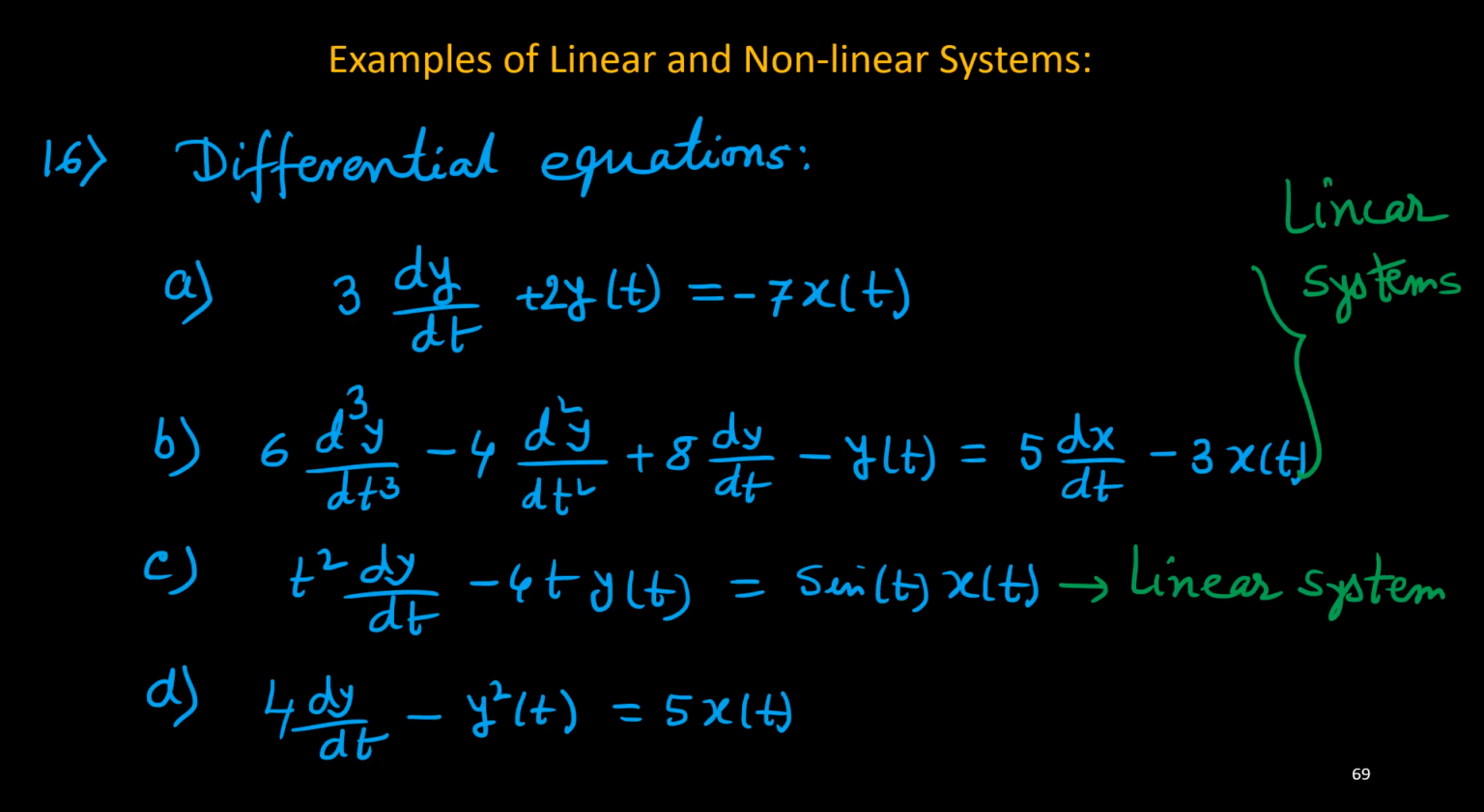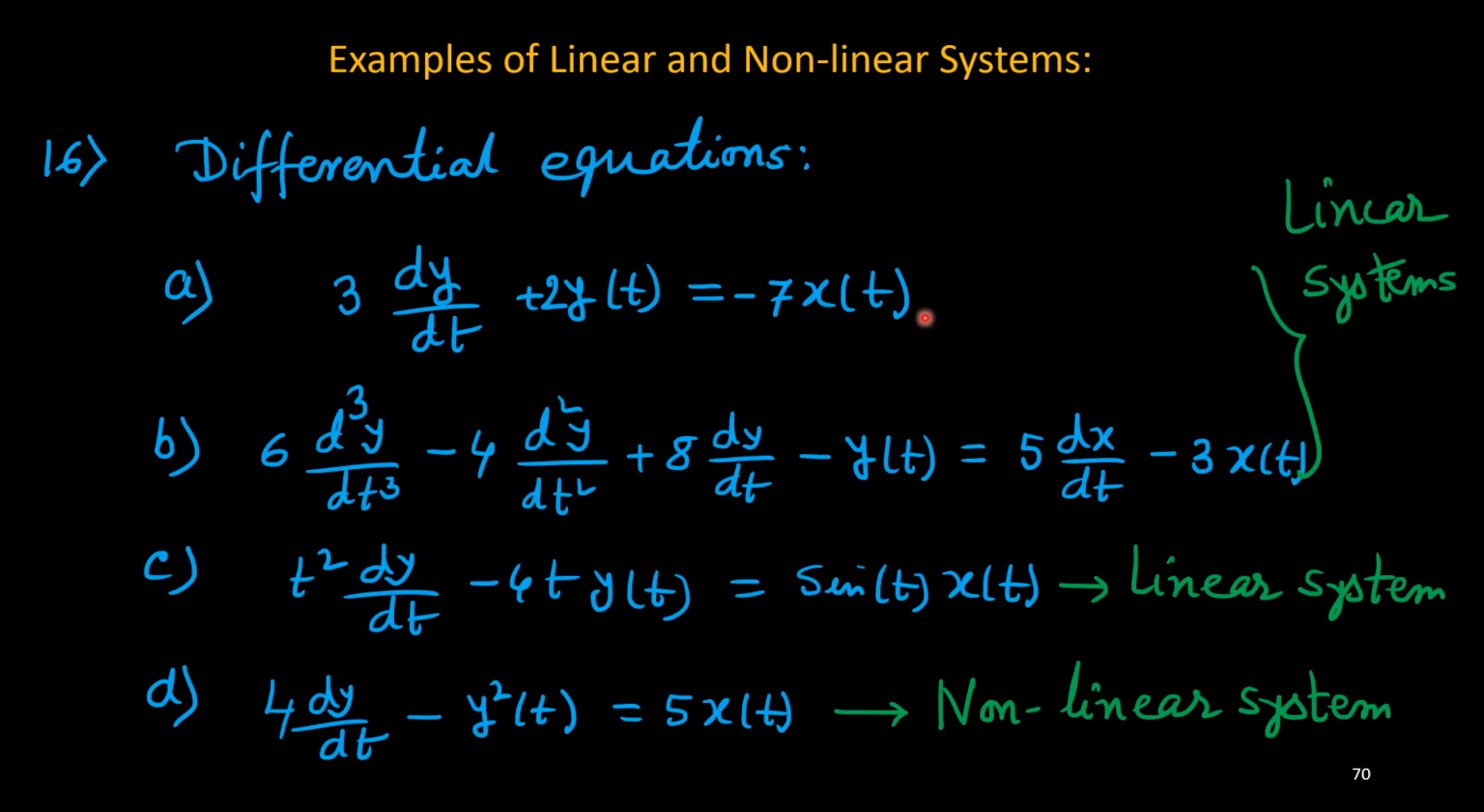Next, this one: 4 dy/dt minus y squared(t) equals 5 times x of t. And this is non-linear. Why? Because it is y squared. The power of y(t) is 2, other than 1. Because of this, the system is a non-linear system.